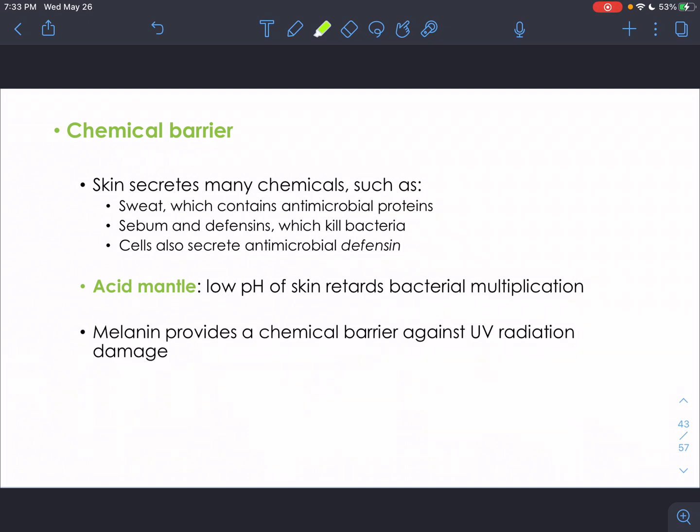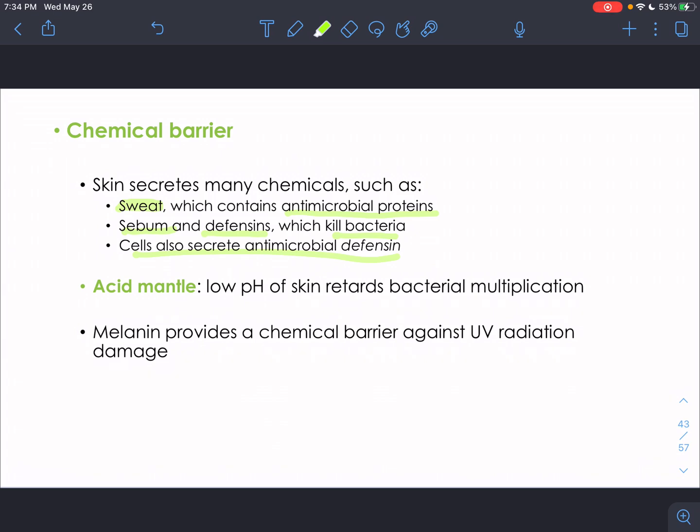skin secretes chemicals, technically, so sweat, which contains different antimicrobial proteins, helps kill microbes on the surface of your skin. Sebum and also defensins, which kill bacteria. And this is the same thing, defensin. So there are a lot of different antimicrobial chemicals being secreted by the skin, which is good because it helps kill bacteria before it has a chance to enter.